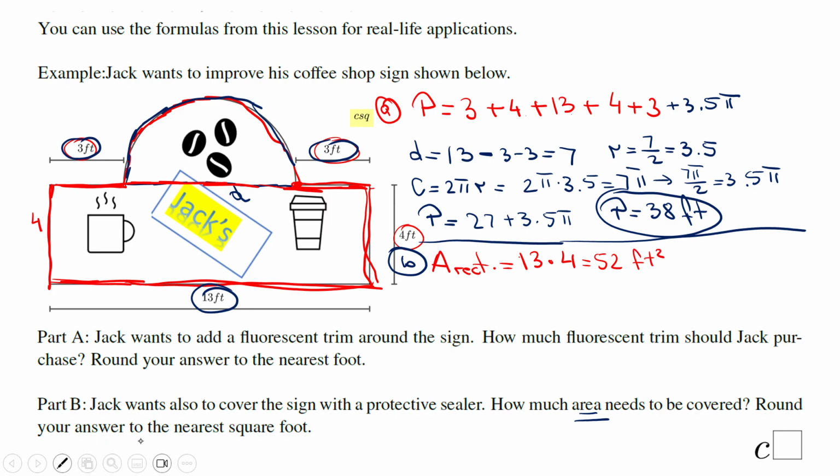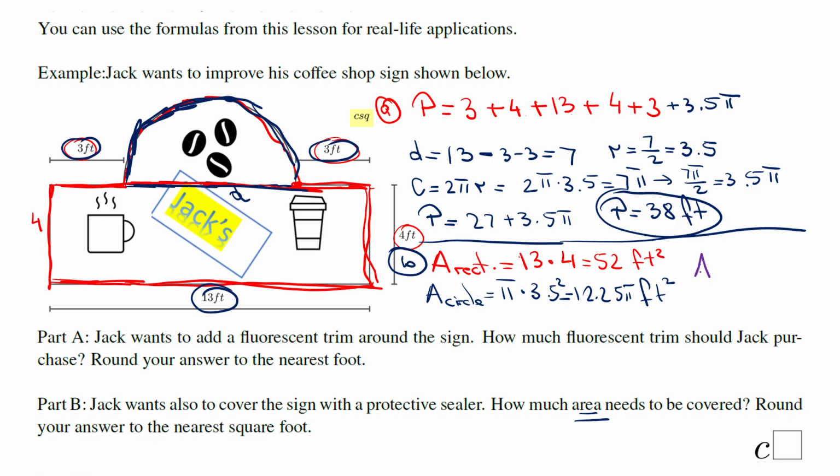But we have, what else here? We have half of a circle, right? Remember, I use this blue, half of the circle. So how do I find the area of that guy? The area of the circle is pi r squared, pi times the radius, 3.5 squared. Let's see how much that is. 3.5 squared, that will be 12.25 pi square feet. The last thing I'm gonna do is add these two guys.